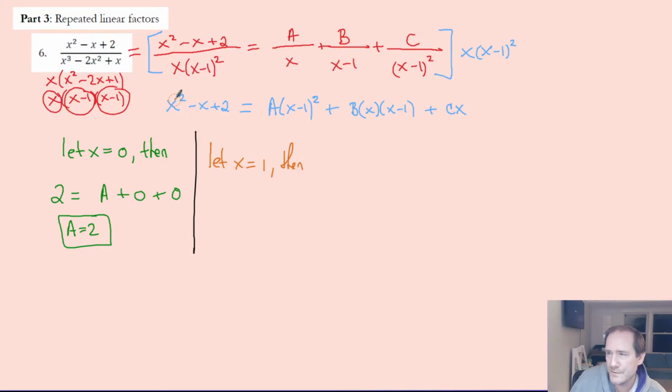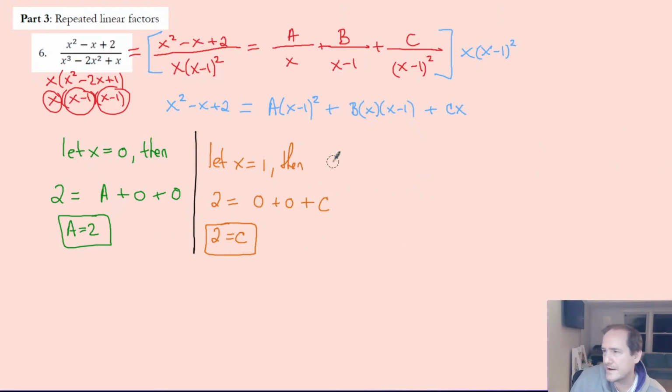Yeah, this will be 1 minus 1 plus 2 is 2, so 2 equals, this guy goes to 0, so 0. This guy goes to 0 too, 0. And c just goes to c, because it'll be c times 1, so it's c. So again, we get 2 for c. So A is 2 and C is also 2.